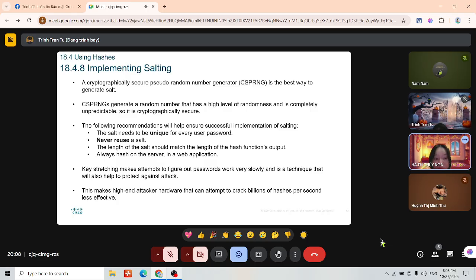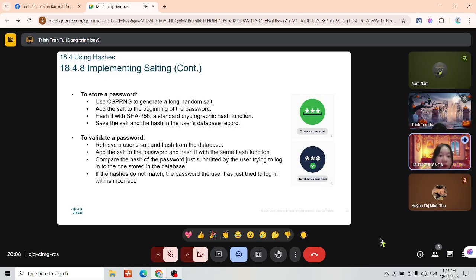Next, to store a password, first use a CSPRNG to generate a long random salt. The second step adds the salt to the beginning of the password, and then hashes it with SHA-256, a standard cryptographic hash function. Save the salt and the hash in the user database record.